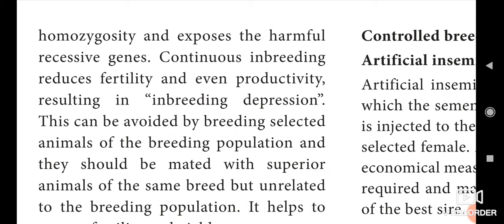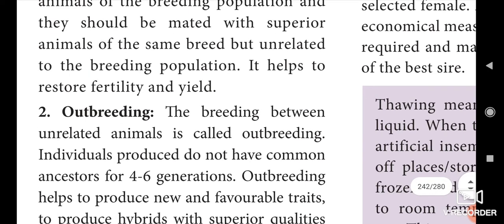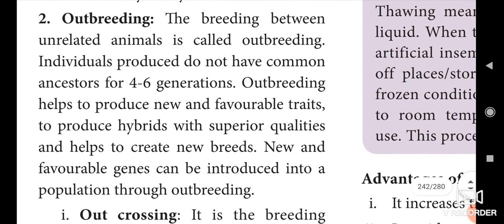Here continuous inbreeding means it reduces the fertility and even productivity, resulting in inbreeding depression. This can be avoided by breeding selected animals of the breeding population, and they should be mated with superior animals of the same breed but unrelated to the breeding population. So it helps to restore the fertility and yield. Okay. So next we see about the outbreeding.